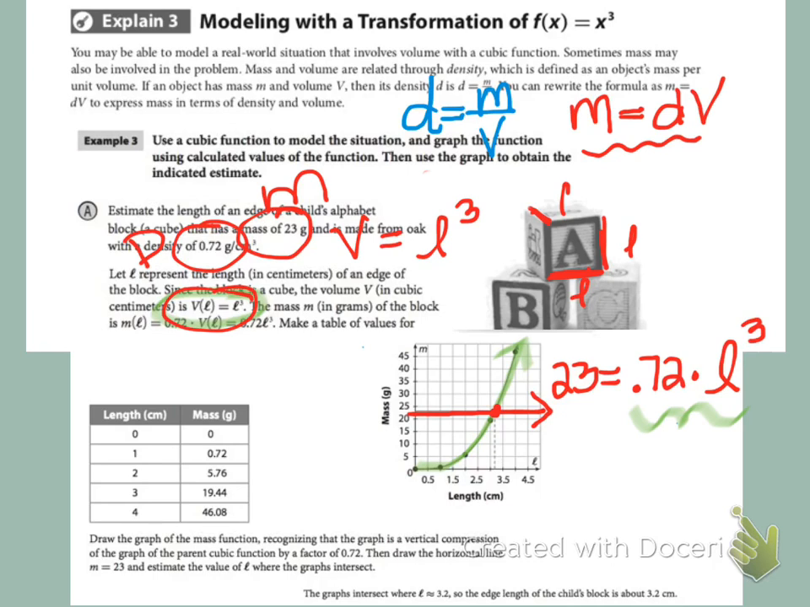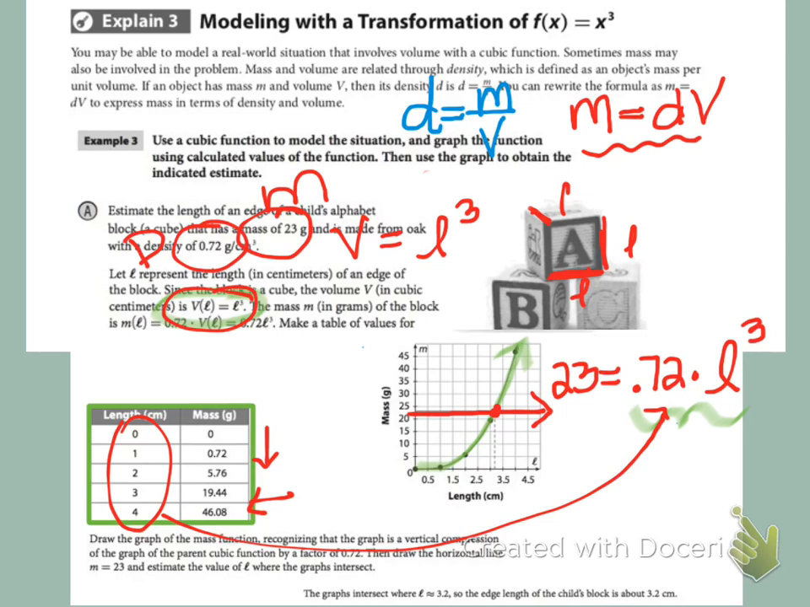So that's what they did here. They made a table of values, and they just substituted into the function 0.72 length cubed. So they put some standard lengths in, like 0 centimeters, 1 centimeter, 2 centimeters, and substituted these into this function right there, right? And they got these different outputs. And you can see the mass is starting to get closer to 23 as you go down, and eventually it goes past 23. So we know it's got to be somewhere in this region, between 3 and 4.